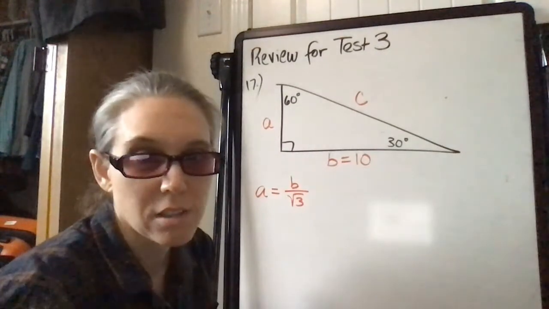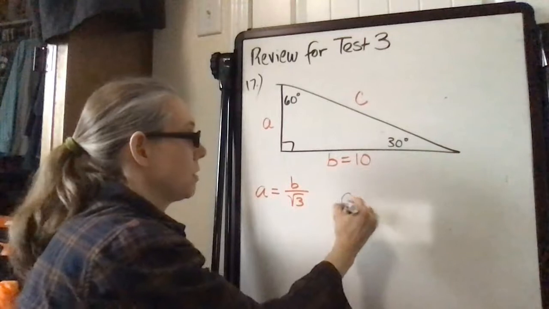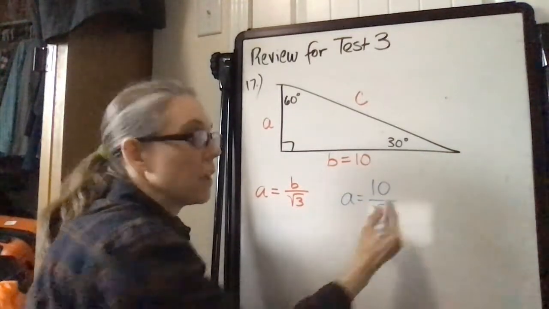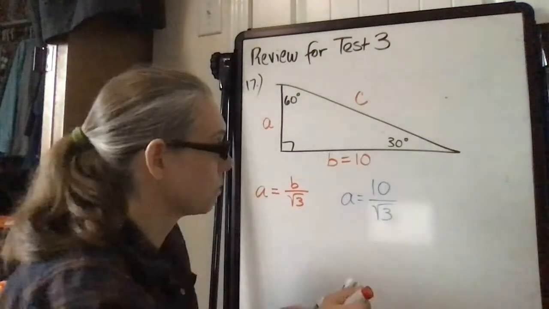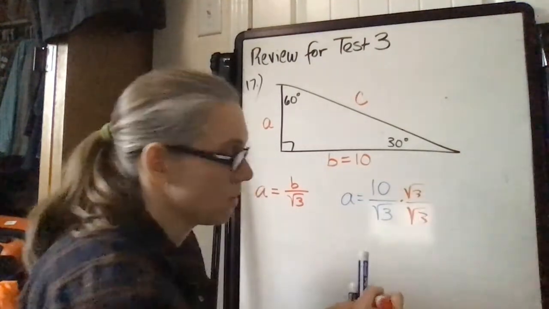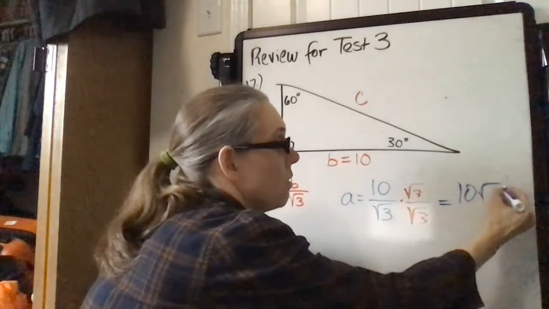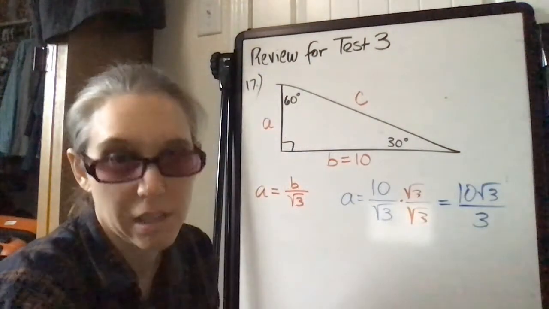So I gave that to you right there on the test. So to get A, we simply take 10 and divide it by the square root of 3. You will need to rationalize the denominator, so you'll need to multiply by the square root of 3 over the square root of 3, and so the final answer that you're going to type in is 10 root 3 over 3. So that will be your final answer.